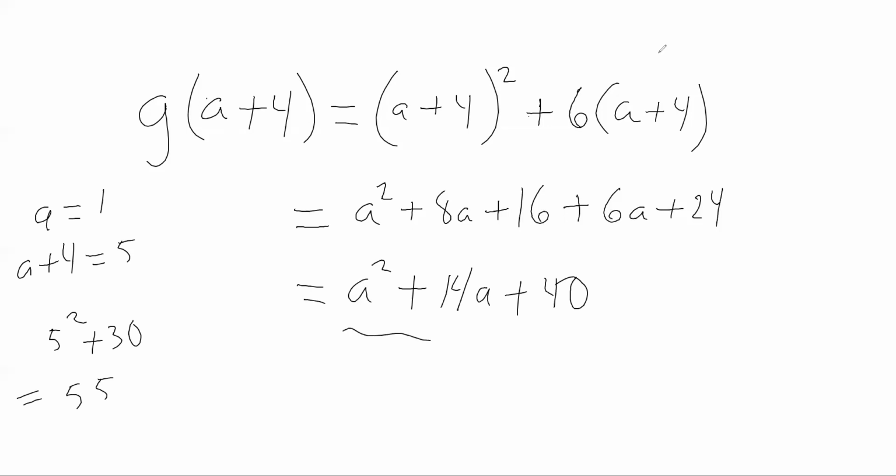And on the other hand, if you look at this expression here, we would have a squared. Now remember, a is 1 in this case. So 1 squared is 1 plus 14 times a. 14 times 1, of course, is 14 plus 40. And 40 plus 15 is, in fact, 55, as we saw when we looked at a plus 4, which is 5. And so these two things agree. Anyway, that's just a short intro into function notation. And we'll leave it at that for now.